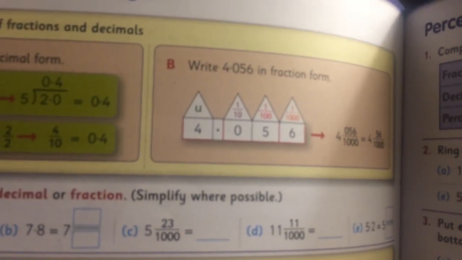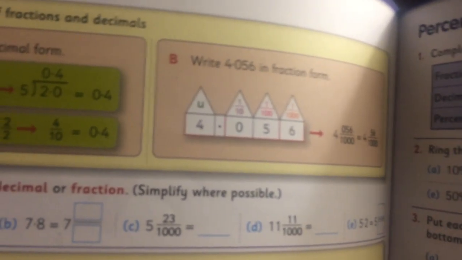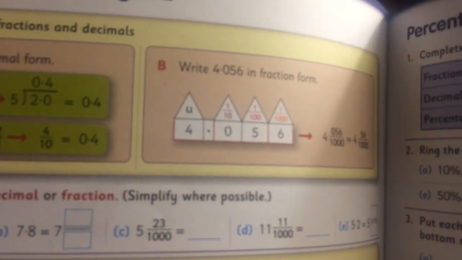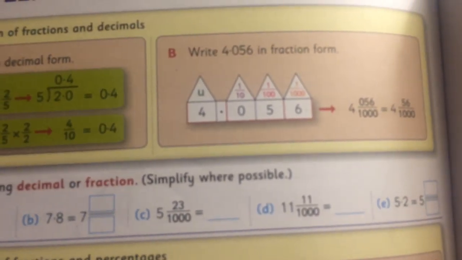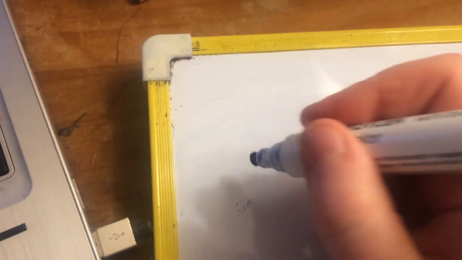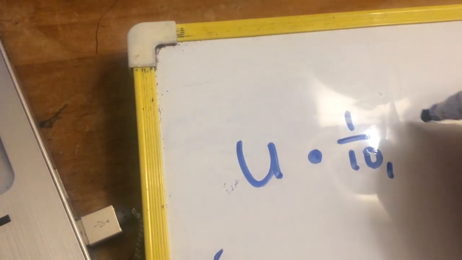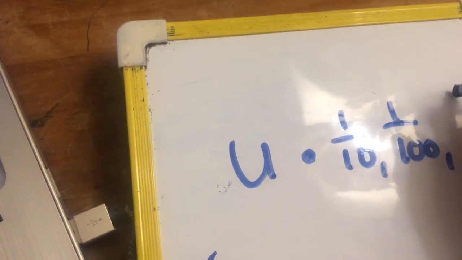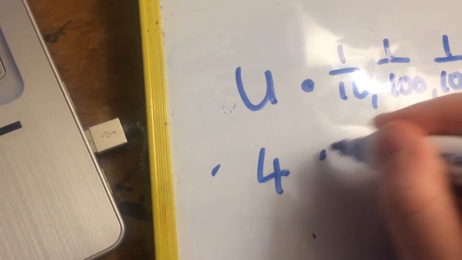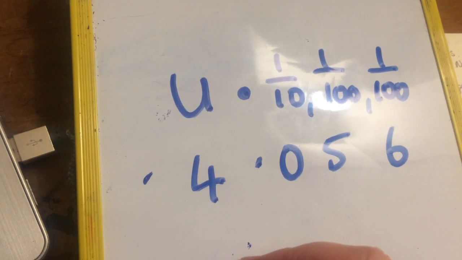Now, it says here, write this number in fraction form. So it's just basically revising fractions, decimals, percentages with everybody, okay? So we know that in decimals we've got our units. Then after the decimal point we've got our tenths, we've got our hundredths, and we've got our thousandths. Okay, so let's just look at what the number is. 4.056. Okay. All right. So there's 4 units.